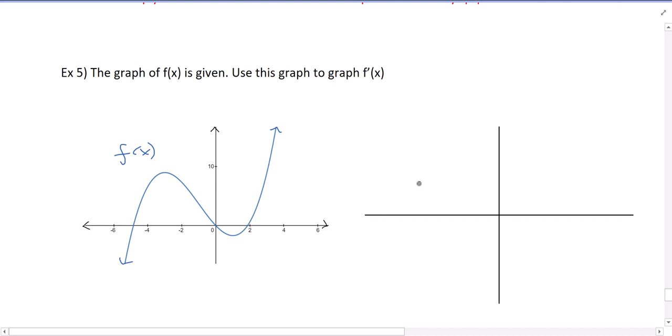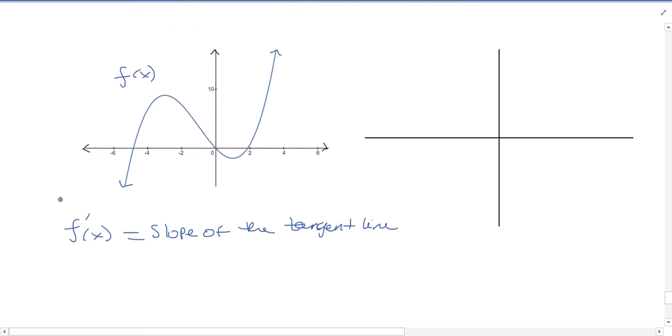So we want to be able to, on this axis, graph the derivative. Now remember, what is f prime of x providing us with? It gives us the slope of the tangent line at any point. So we want to be paying attention to the slope. What we're graphing in this part is going to be the slope of the tangent lines.